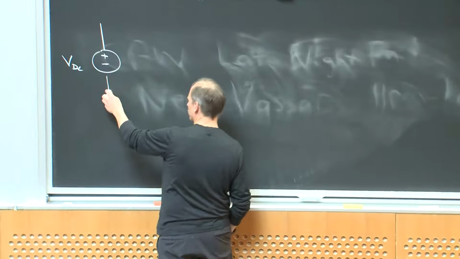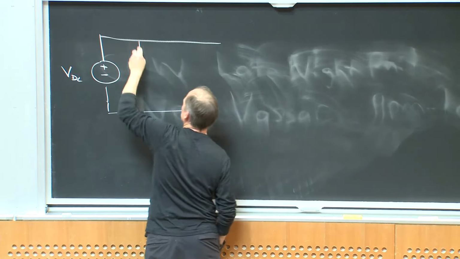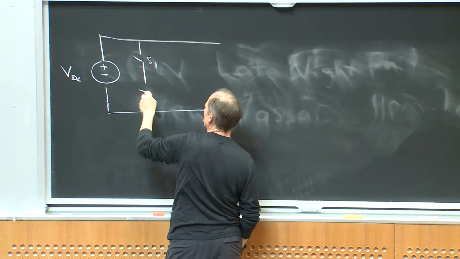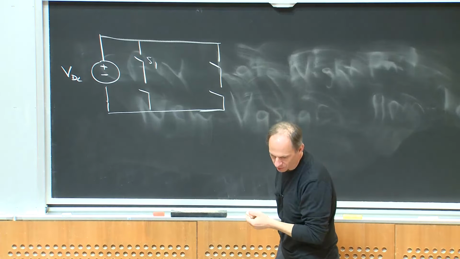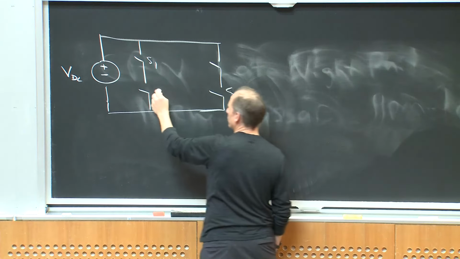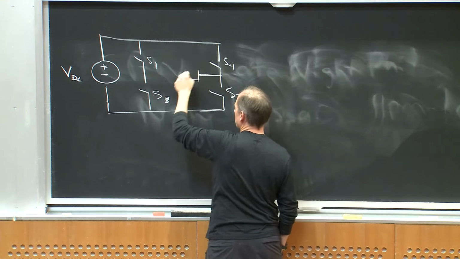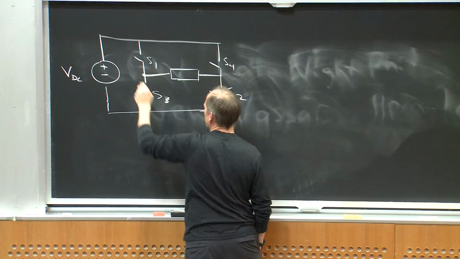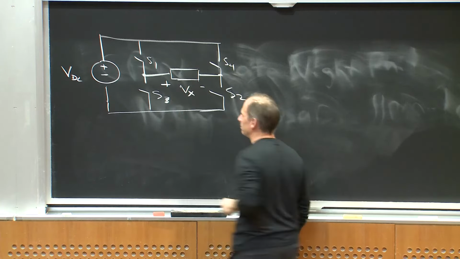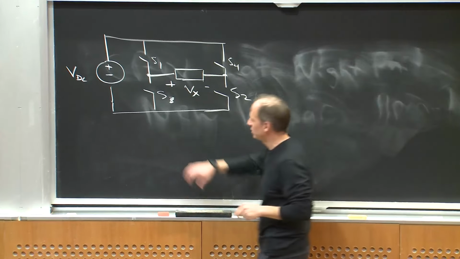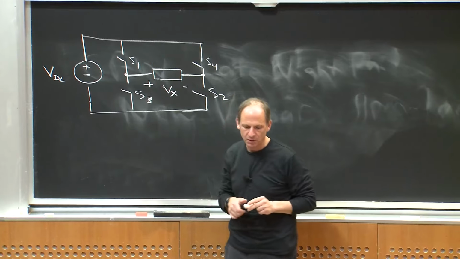But here's a basic structure. Maybe I would have 4 switches, S1, S2, S3, and S4, and we'll see why we number them this way. And here is my load in this case, if I'm going to go from DC power to AC power. Let me call the output here Vx. Okay? So I'm going to come from some DC voltage and deliver power at AC into some voltage Vx.